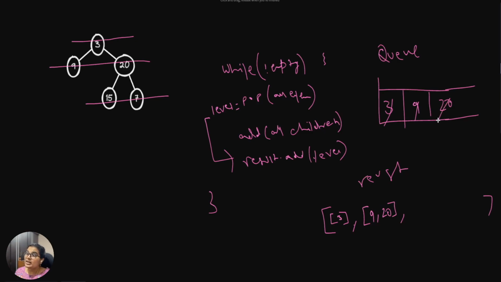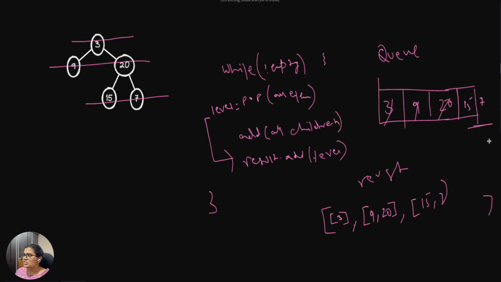We will add all the children of 9 and 20. Here 9 doesn't have any children, but 20 has 15 and 7. We will add them to the queue. Then in the next iteration, we'll pop out whatever is available in the queue, which is 15 and 7.